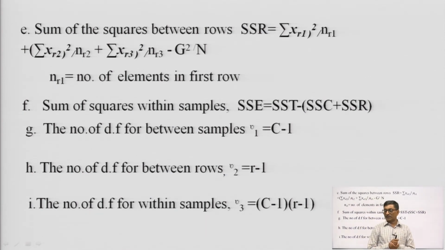The next step is the sum of squares within the samples, which is equal to the total sum of squares minus the sum of squares between columns and the sum of squares for rows. Then we find the degrees of freedom: between samples V1 equal to C minus 1; between rows V2 equal to R minus 1, where R is the number of rows; and within the sample V3 equal to C minus 1 into R minus 1.